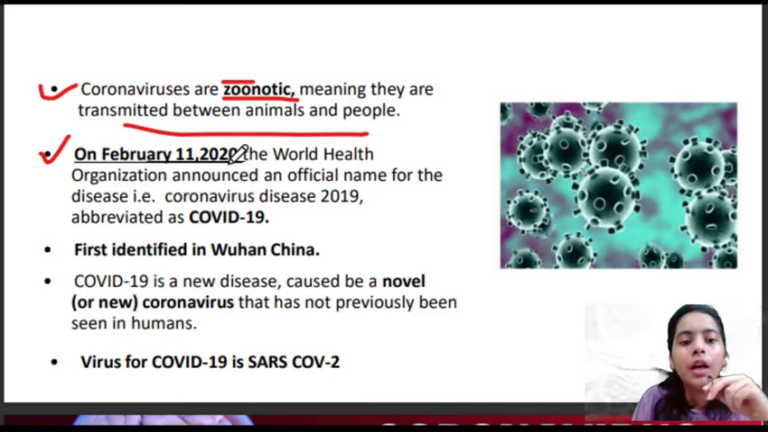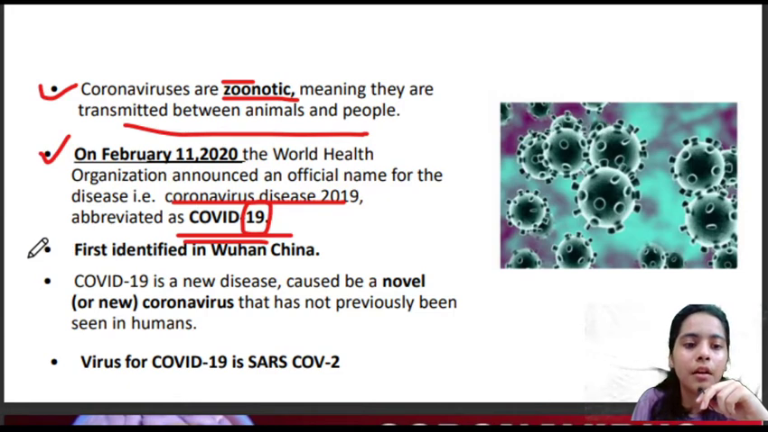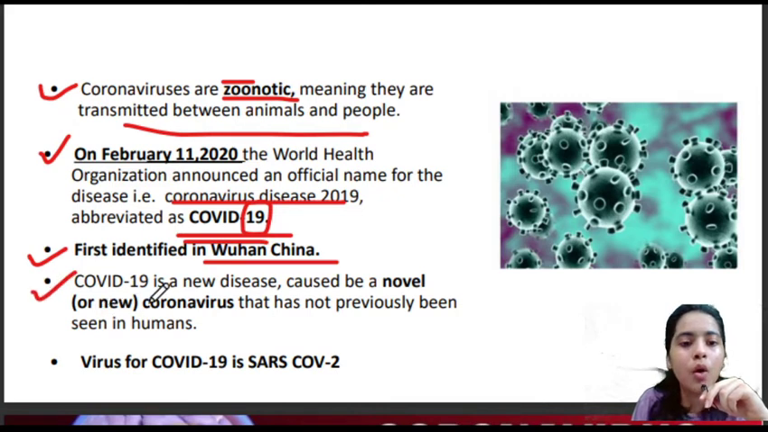Moving on, on February 11, 2020, the World Health Organization announced an official name for the disease: coronavirus disease 2019, abbreviated as COVID-19. So you must know the full form of COVID-19. Here CO stands for corona, VI stands for virus, and D stands for disease. And 19, because this particular virus was found and became popular in the year 2019, therefore it is termed 19, and the entire name is COVID-19. It was first identified in Wuhan, China, as we all know.